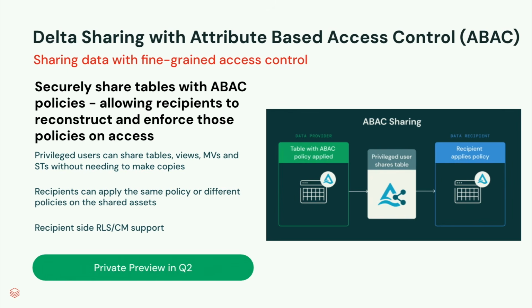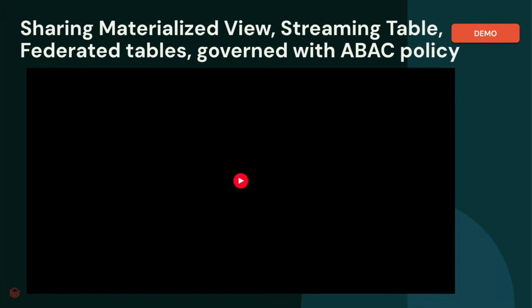Also, on the recipient side, you can now construct ABAC policies on top of shared assets. We're also going to support traditional RLS CM application on shared assets on the recipient side. So if you're interested in participating in this preview, we'll share a QR code at the end of this presentation where you can sign up. And with that, let me pass the baton over to Mengxi to show you an awesome demo of some of these capabilities. Okay, cool. That was a lot of great features.